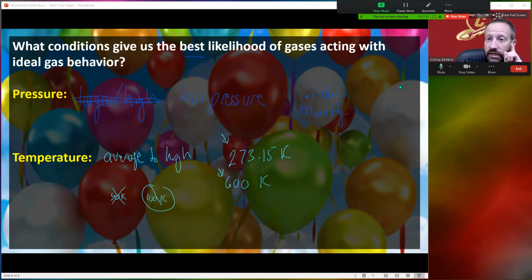If the pressure is high, it's more likely to deviate, so low pressures help keep them ideal. If it's low temperature, it's more likely to deviate, so average room temperature and higher tends to help make it ideal. Know those conditions, know why, for the same reasons we literally just discussed, and that's all you need to know about non-ideal gases. That's the sorts of things they expect you to know for the test.